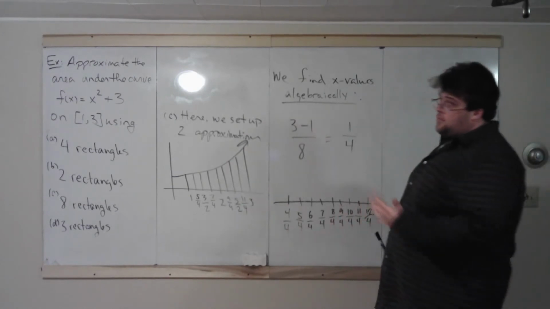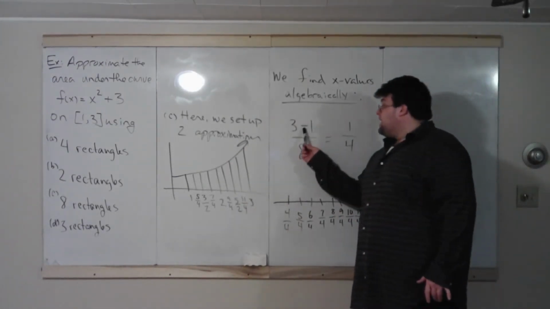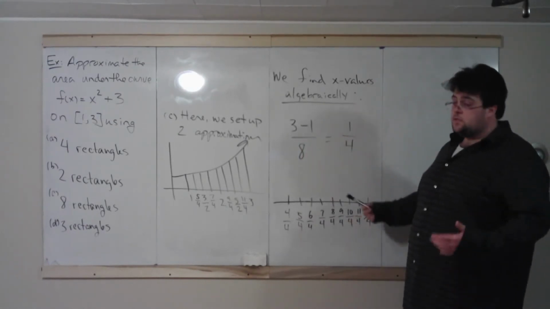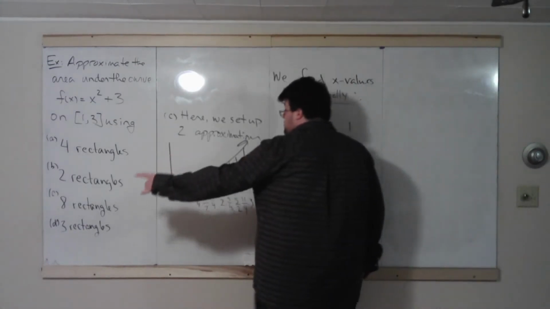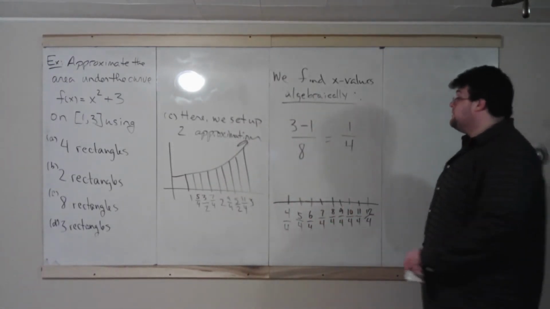Some of them work out more conveniently than others, or you can find them algebraically by taking the length of the interval, which in this case is 3 minus 1, dividing it into 8. And this argument would work for the other ones as well, for 4 and 2.